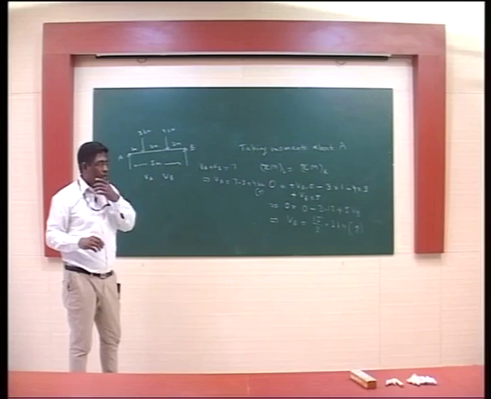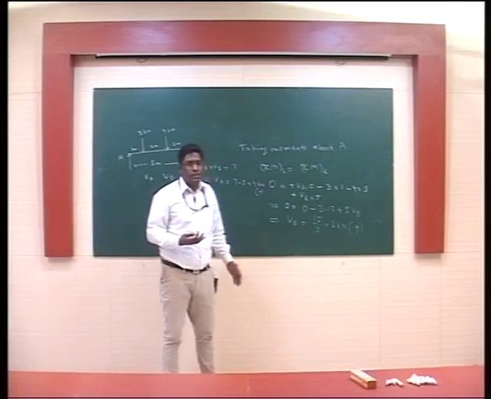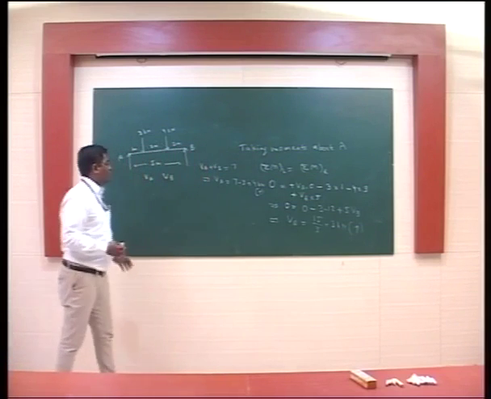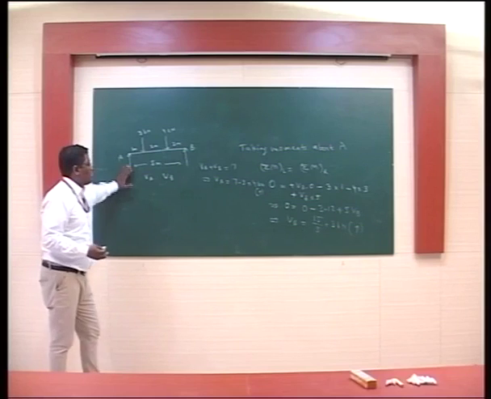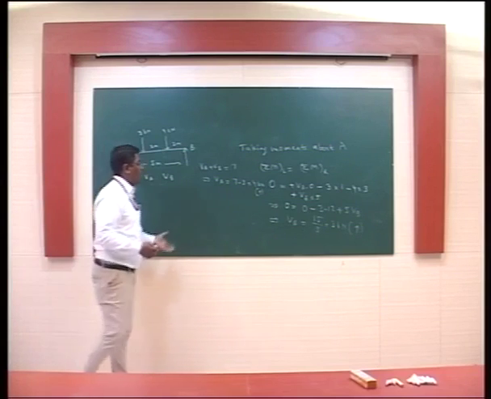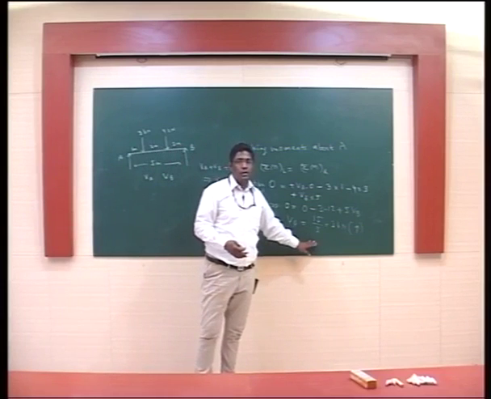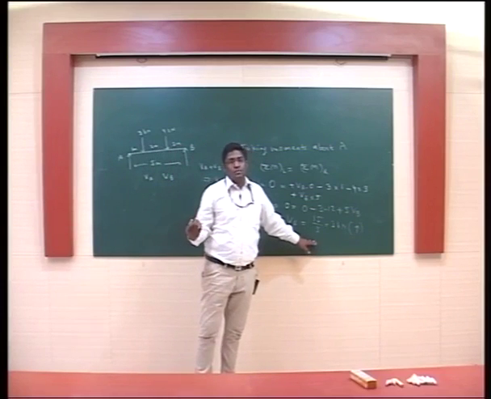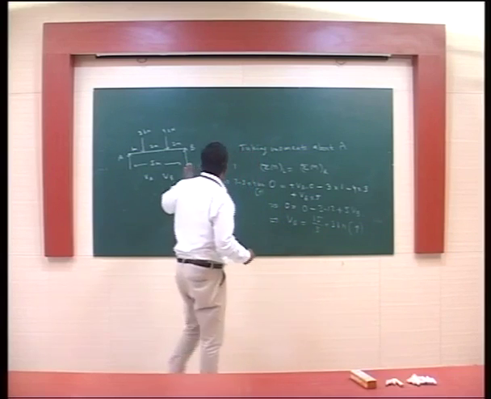Now there is one more thing, the doubt which comes in the mind of the student: is it necessary to first of all take moment at this particular point? No, it is not necessary. We can determine the value of VA is equal to 4 kilonewton and VB is equal to 3 kilonewton from the second approach also. In that approach, we could have taken bending moment at B also.